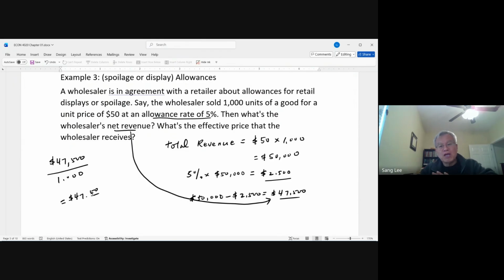Okay, so I'm not going to ask you to figure all this out, but I just want you to know what the contra revenue is about and what the examples of contra revenue are. So price discount or rebate, the credit for returned goods, and spoilage or display allowances.